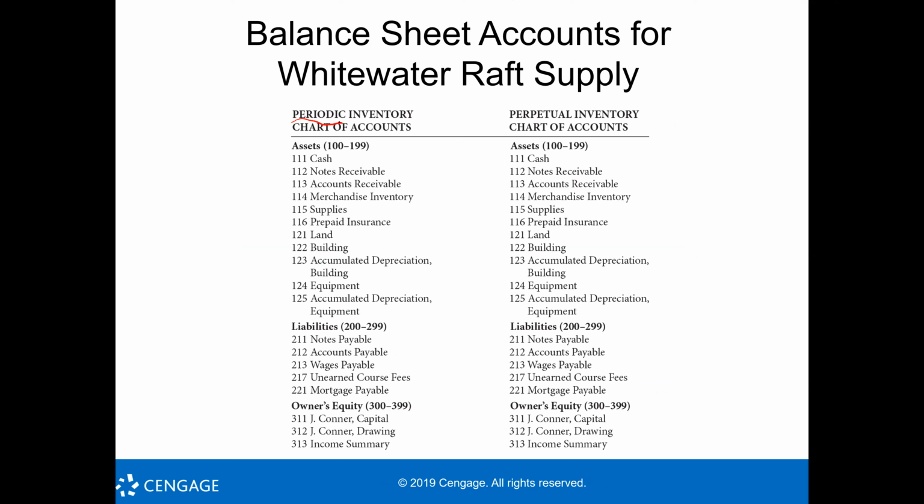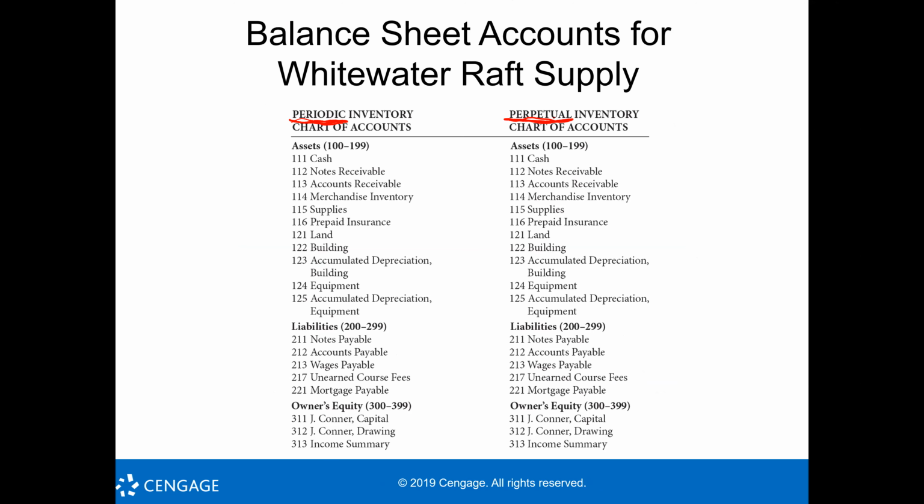Let's see, here's the periodic inventory system, right? Here's the perpetual inventory system. And so these are all of the asset, liability, and owner equity accounts. And if you can see, these are exactly the same, whether it's periodic or perpetual inventory. All the asset accounts are the same. All the liability accounts are the same. All the equity accounts are the same.